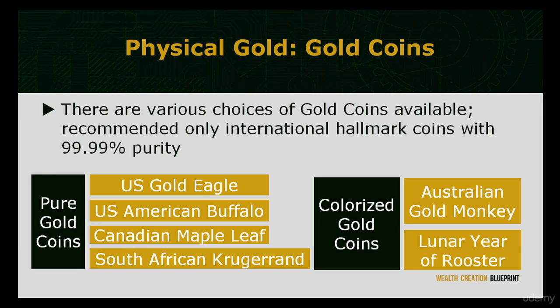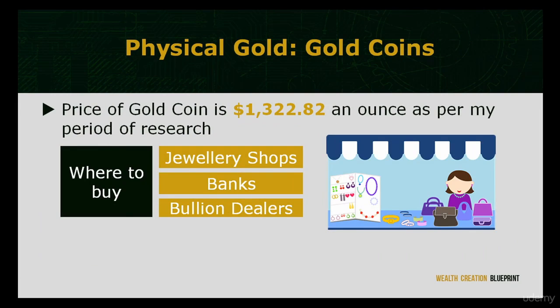Colorized gold coins such as the colorized Australian Gold Monkey coin and colorized gold lunar year of the rooster are available as well. The price of an ounce of gold coin is US dollars 1,322.82 as at the time of the period of my research.